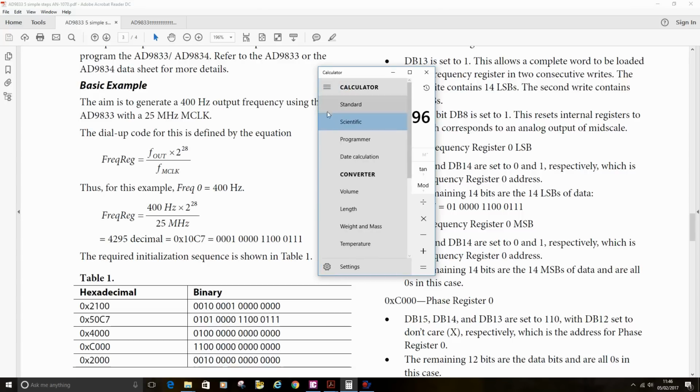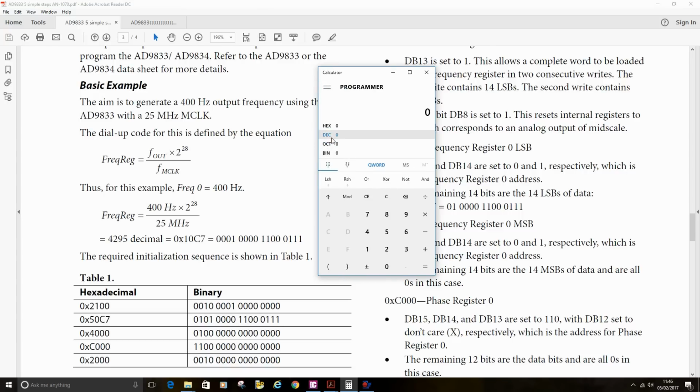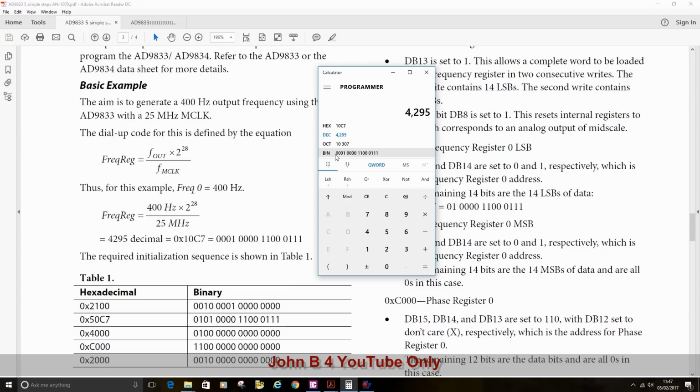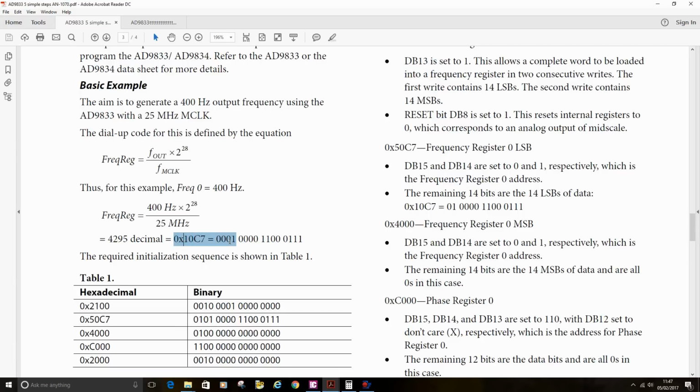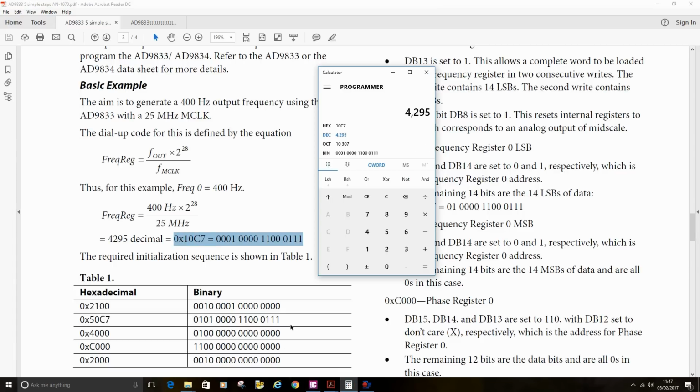So switch to programmer view. The decimal is still highlighted in blue, so make sure you're on decimal, not binary. You can see depending which one lights up blue. So we want decimal 4295. And that gives you a binary representation down there, decimal and hexadecimal up there, 10C7. So that's his example there, 10C7. So we're doing something right because we're getting the same results.